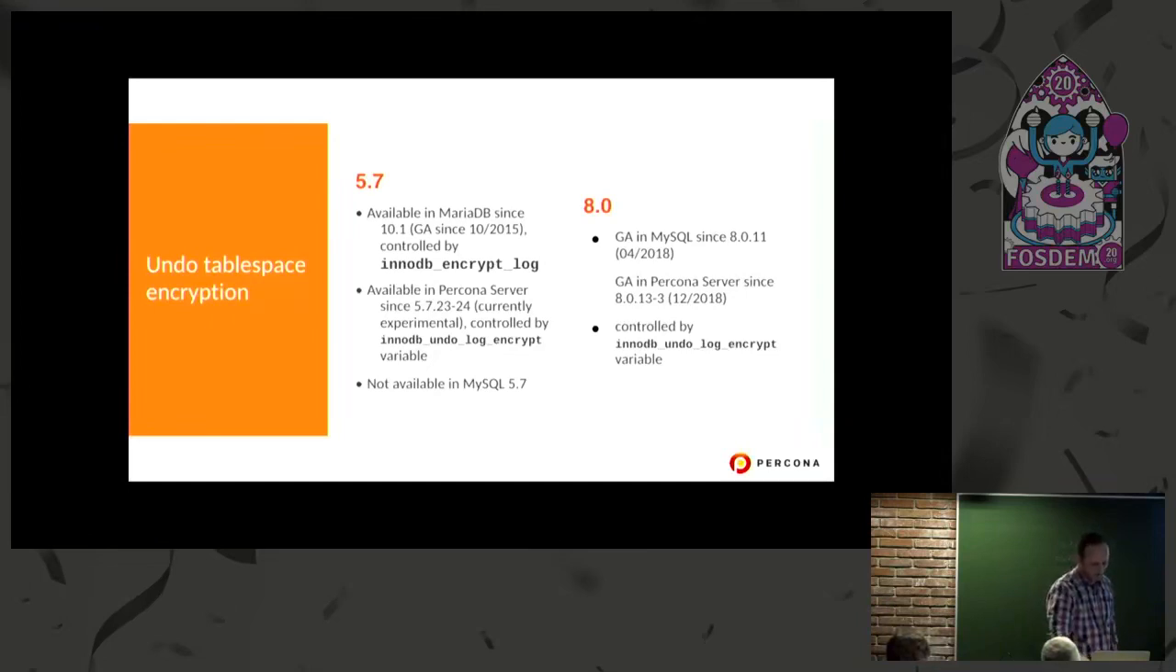Once you enable it, you can't actually disable it. You always need the keyring plugin to be loaded, because once it's turned on, the server can't guarantee that there aren't any encrypted records in the undo tablespace. So this is not something you want to test on your production.